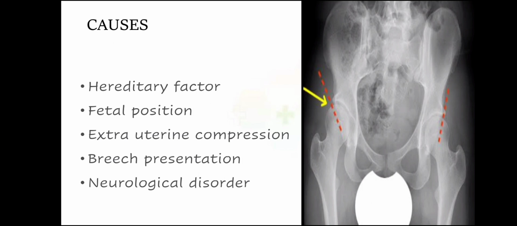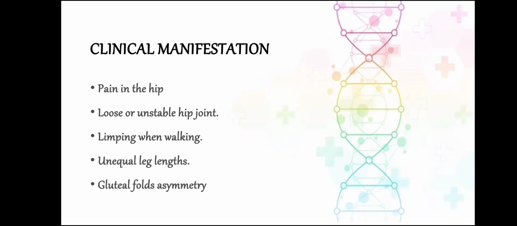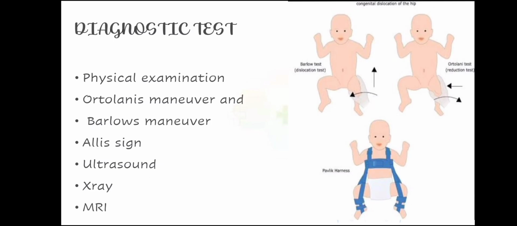Causes: hereditary factor, fetal position, extrauterine compression, breech presentation, neurological disorder. Clinical manifestations: pain in the hip, loose or unstable hip joint, limping when walking, unequal leg lengths, gluteal fold asymmetry. Diagnostic tests: physical examination, Ortolani maneuver, Barlow's maneuver, Allis sign, ultrasound, X-ray, MRI.